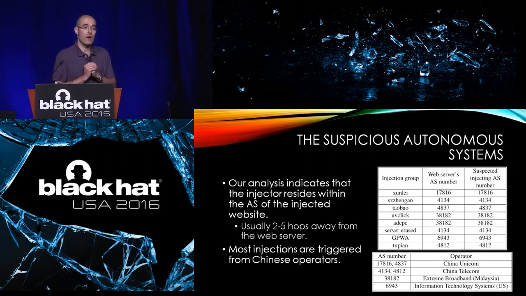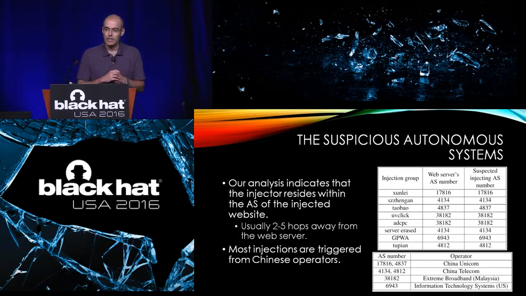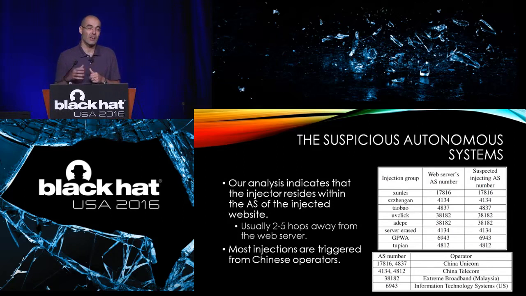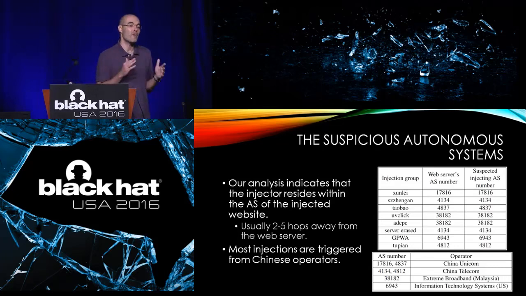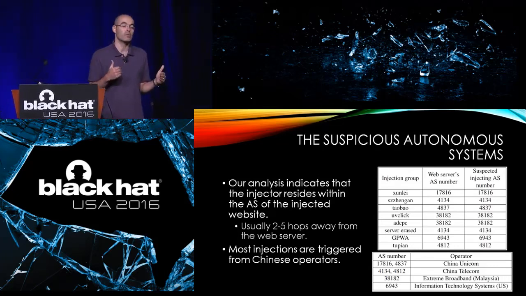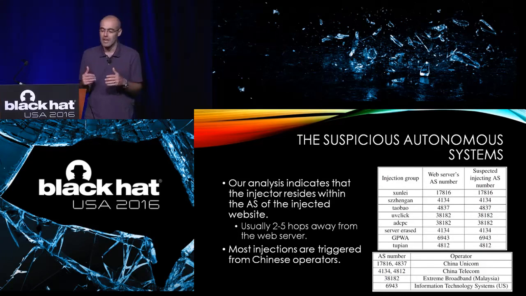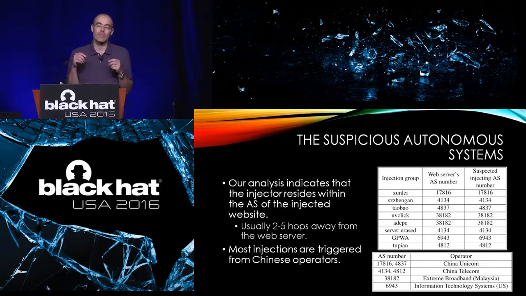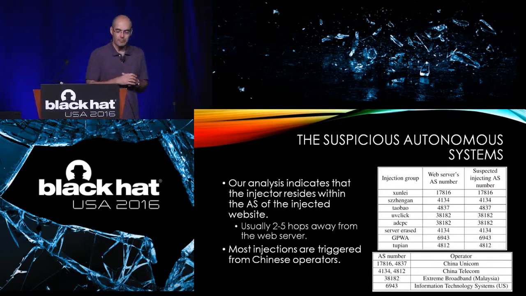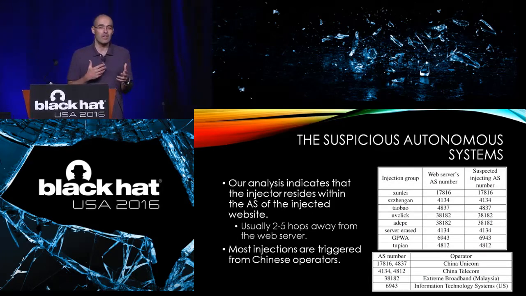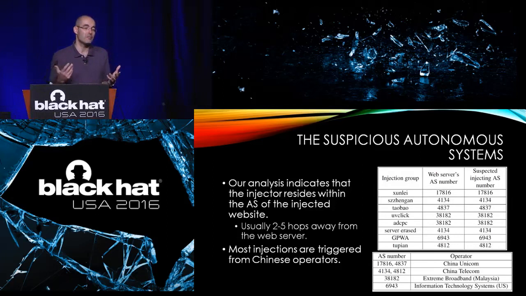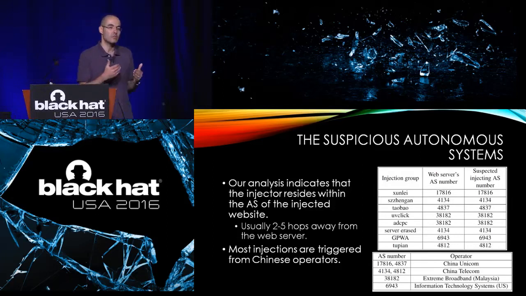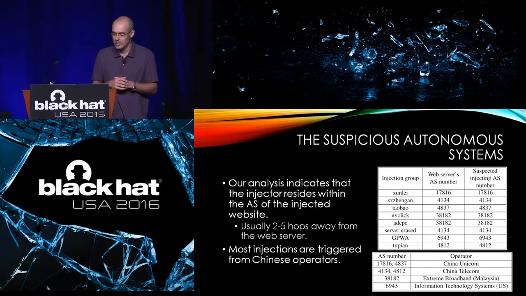And these are the results of our analysis. As you can see here, in most of the injections, we've seen that the injector resides only between 2 to 5 hops away from the actual website that was injected, pretty close to the actual website. In all the cases, the injector resided within the autonomous system of the website, which, if you think about it, makes sense because the injector would like to sit as close to the web server as possible.